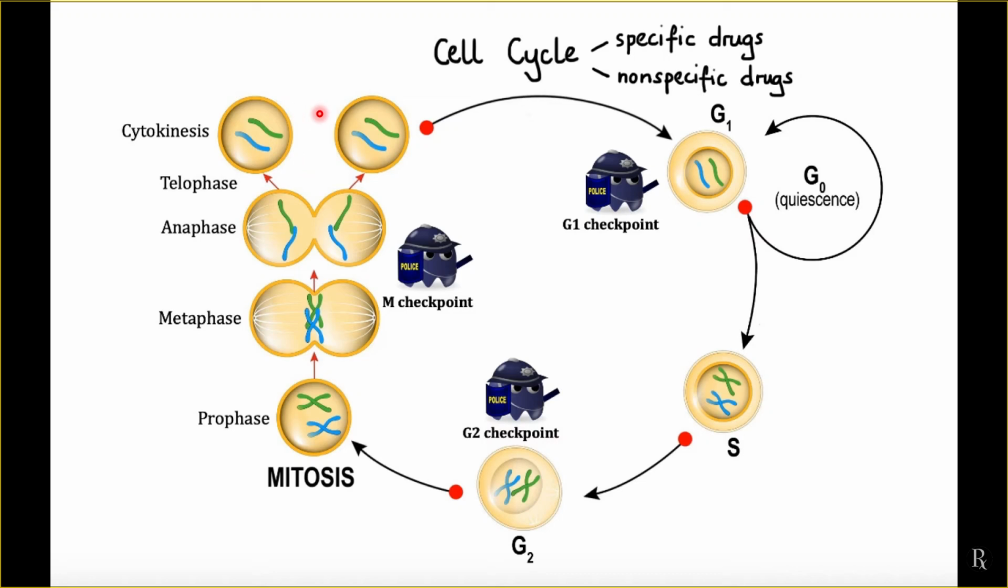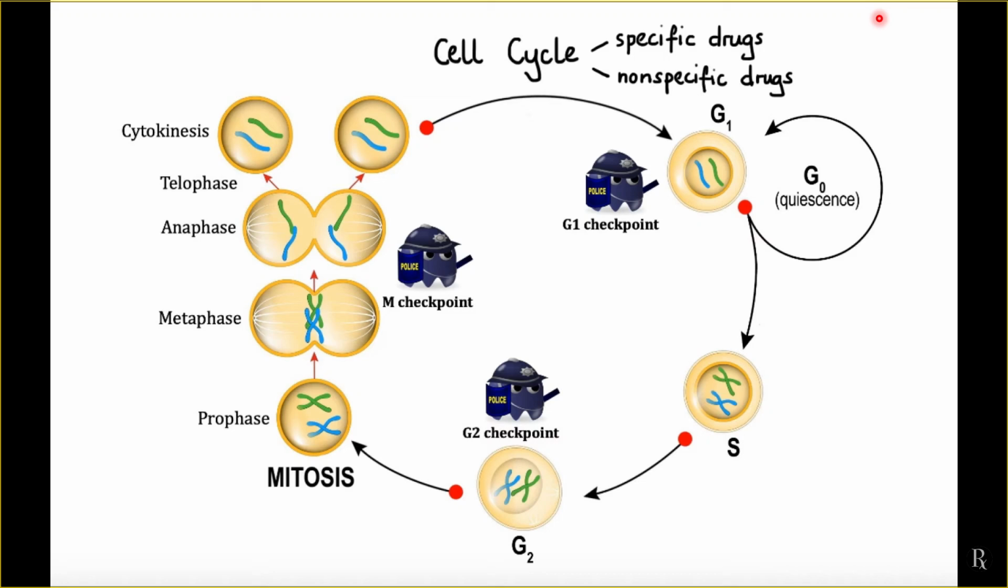So after completion of these phases, the cytokinesis occurs, and the new cell can either continue this cycle or become dormant. So this is the cell cycle. I'm sure you studied that in biochemistry, but we just revised the knowledge.